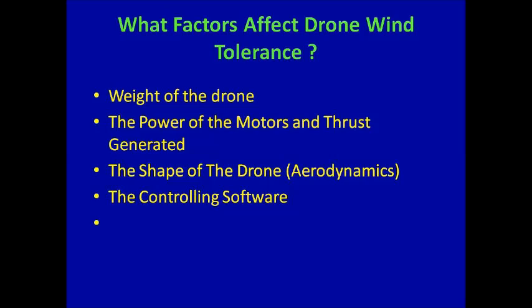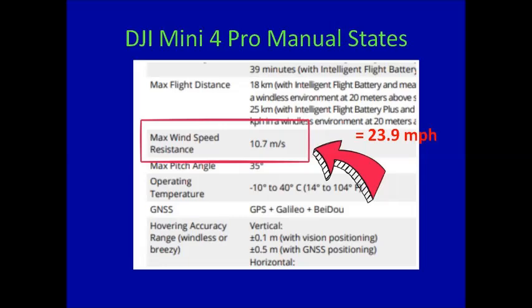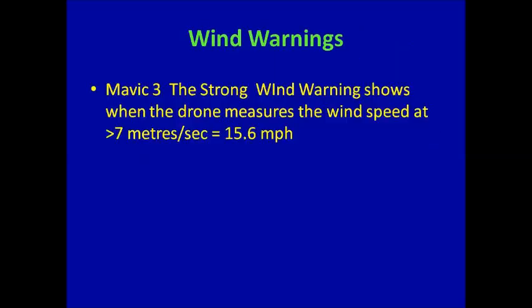We also identify two common drones, the DJI Mavic 3 and 4 Mini, where the 4 will issue a warning at 10.7 meters per second or 23.9 miles per hour, which is on the level 5 scale, which we'll be looking at next. The Mini Mavic 3, on the other hand, issues a warning at 7 meters per second or 15.6 miles per hour, meaning the motors in that particular model are a little bit less powerful.